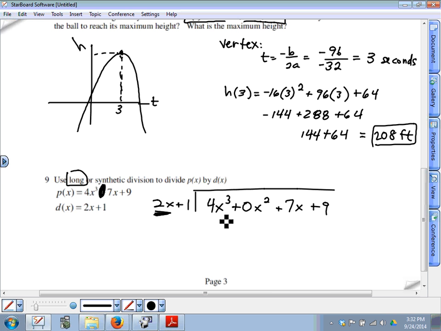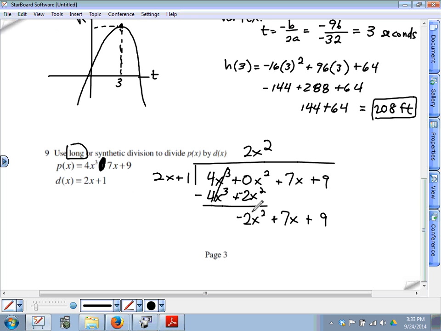Now, we're only focusing on the first term and the first term here. You need to put something up here that's going to turn 2x into 4x cubed, because we're going to have to multiply here. So it turns out this needs to be 2x squared. If you take 2x squared and multiply it by 2x, you're going to end up with 4x cubed. And then if you take 2x squared multiplied by 1, you're going to get 2x squared. When you draw your line, remember to change all the signs. Leading terms cancel. 0 minus 2 is negative 2x squared. And then drop down the terms.